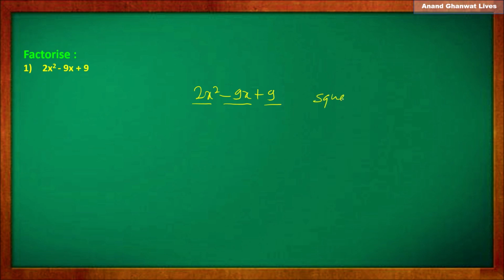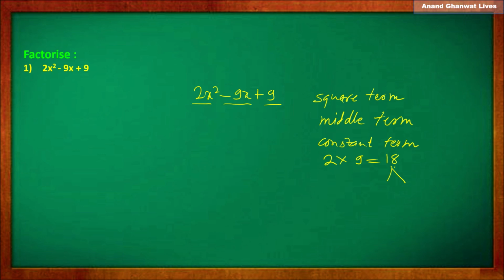Square term, then middle term, and third one is constant term. Remember that. So coefficient of square term into constant term, that is 2 into 9, it is positive 18. So factorize positive 18 such a way that its multiplication is positive 18 and addition is negative 9.